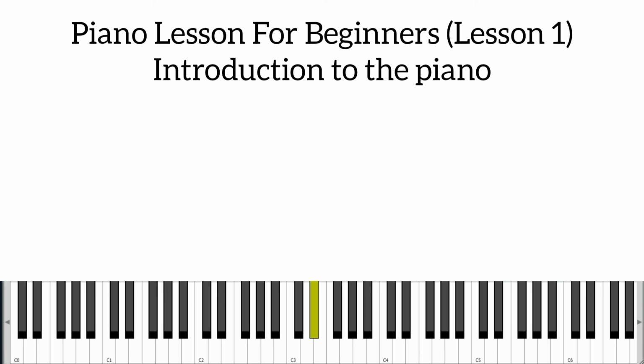This note here is called D sharp or E flat. This note here is called F sharp or G flat. This note here is called G sharp or A flat. And then this note here is called A sharp or B flat. So we have C sharp or D flat, D sharp or E flat, F sharp or G flat, G sharp or A flat, A sharp or B flat, okay? So these are the names of the black notes on the piano, okay?